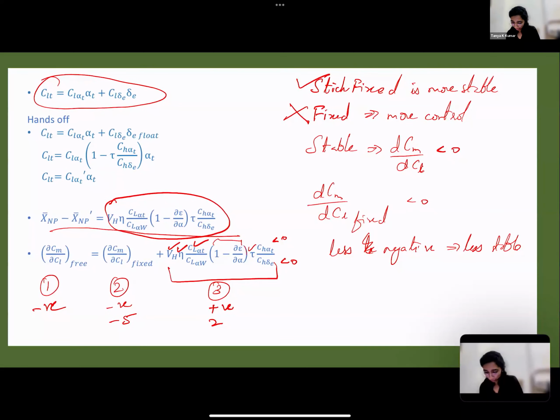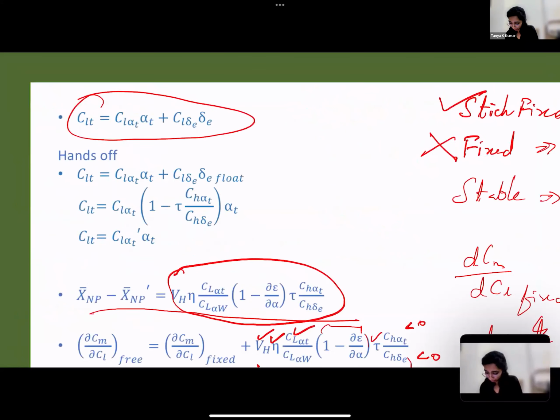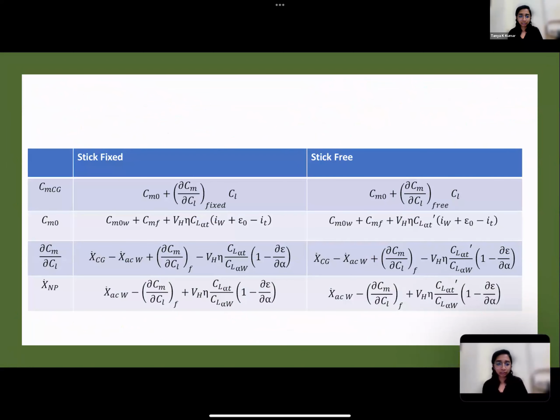Let's go to the next slide. So this is just a comparison. I had shown this even the last time. This is just a comparison between the stick fixed and stick free case. So your CM, pitching moment at the CG, very similar equation. Only change is that DCM upon DCL, the slope, is for the fixed and the free case. Okay. So which CM would be more?